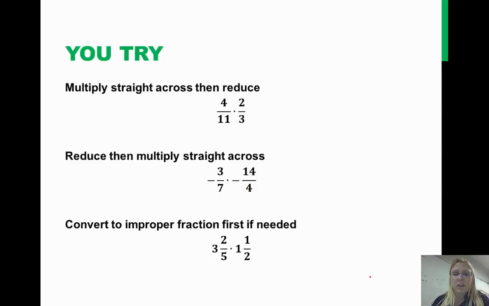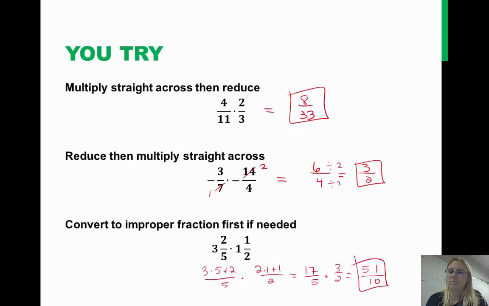I'm going to pause the video, and I want you to try it on your own and then check back. So these are the 3 answers I got on this one. Note that I did have to reduce this one further because 6 over 4 could be divided by 2 on both top and bottom for 3 over 2.